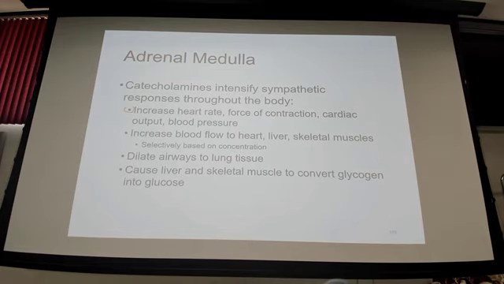Open up the lungs so we can breathe while we're running. And what else? Divert blood away from abdominal viscera. Increase pupillary dilation. Increase glycogen breakdown. We need to feed the muscles. So that's what catecholamines do. That's the fight or flight response.